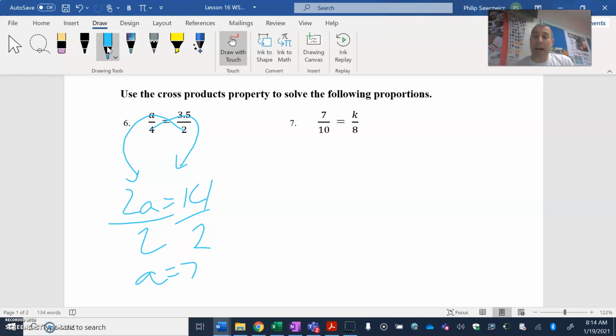Okay, so again, cross products. If we multiply from the denominator up to the numerator, and again, denominator to the numerator, we're always going to get an equivalent ratio. So I like the arrows. It's a visual for me. I have some students that just kind of make it into a multiplication symbol in a way. That's fine as well. Let's see what's going on here. 8 times 7. I like to draw lines in. 56. 10 times K. Yeah, 10K.